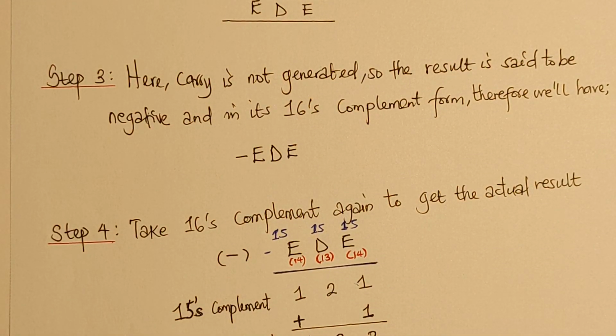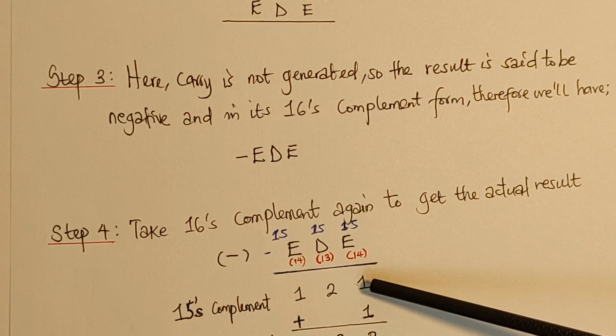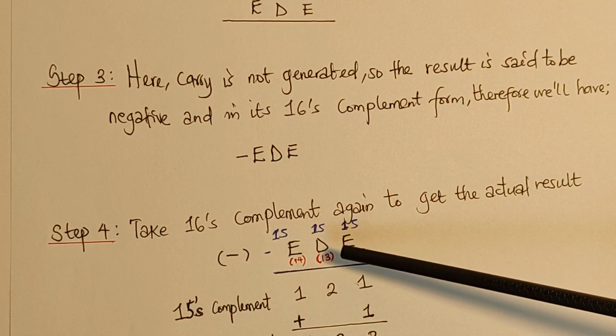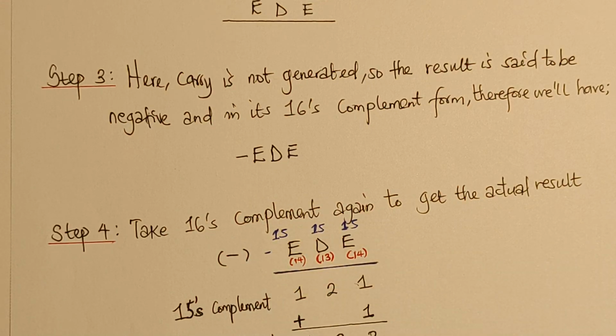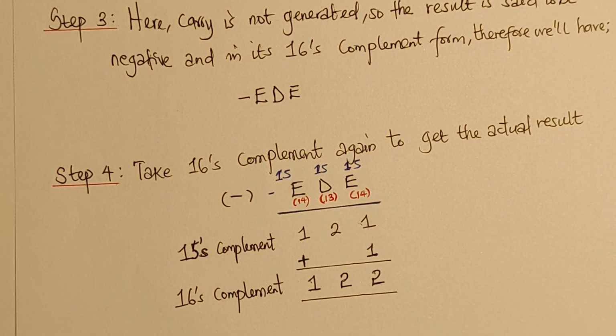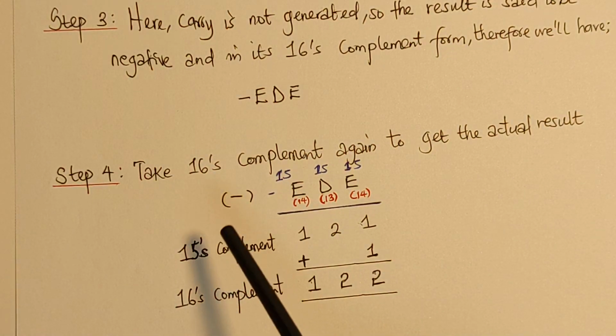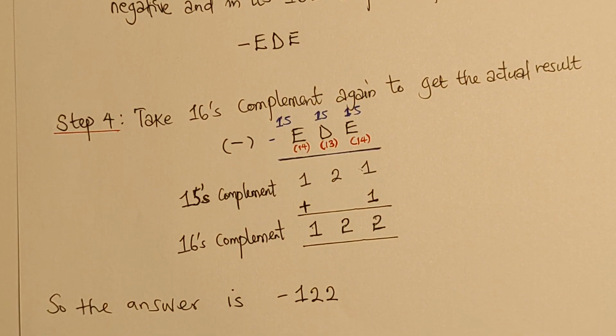So with that, we're going to subtract. So that's like 15 minus E, which is 14, will be 1. 15 minus D, which is 13, will be 2. And 15 minus E will be 1. And then we go further to look for the 16th complement, which is literally to add 1 to the 15th complement. So we added 1, we are going to have 122. Remember, we kept this negative aside, so our answer to this question will be minus 122.